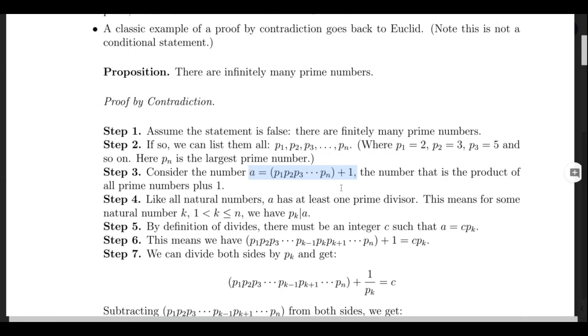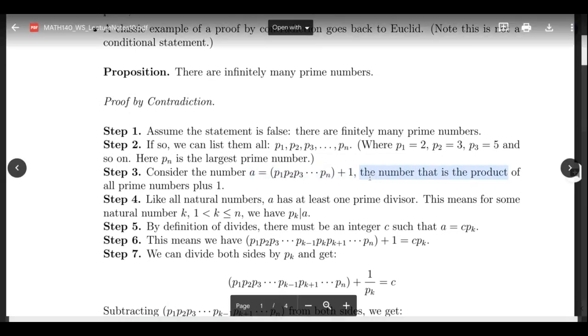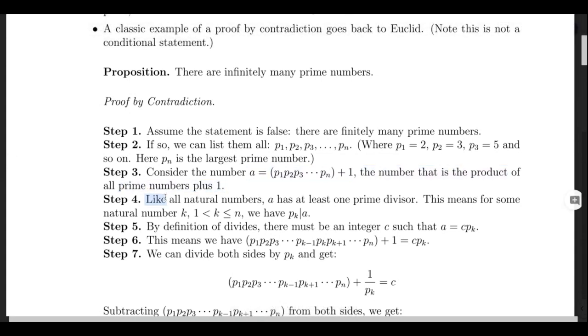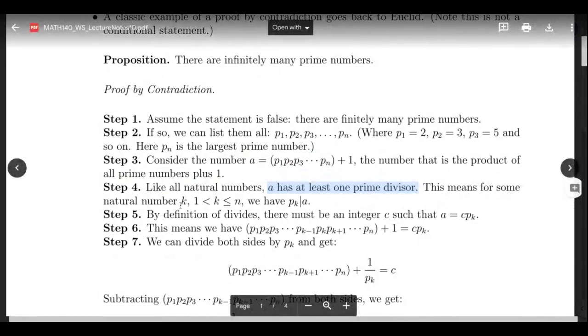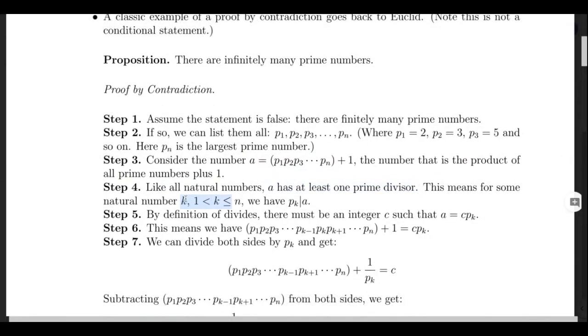Basically, it's a contradiction, right? So the number that's the product of all prime numbers plus 1, like all natural numbers, A has at least one prime divisor. This means for some natural number K between 1 and N, we have PK divides A.